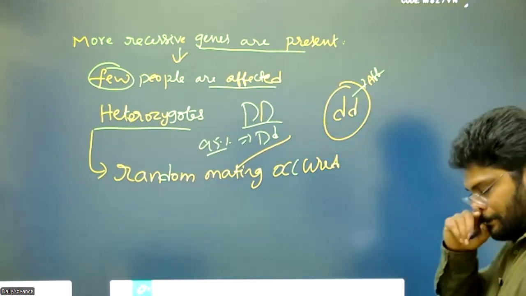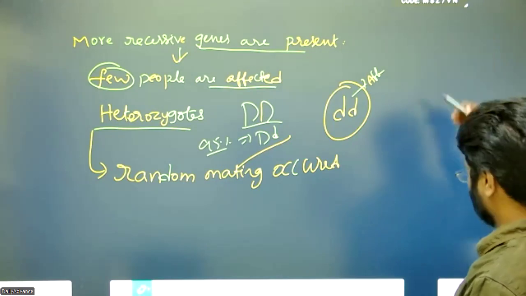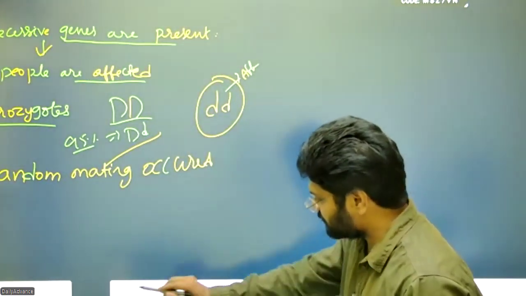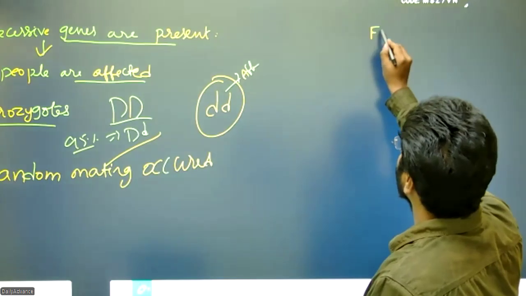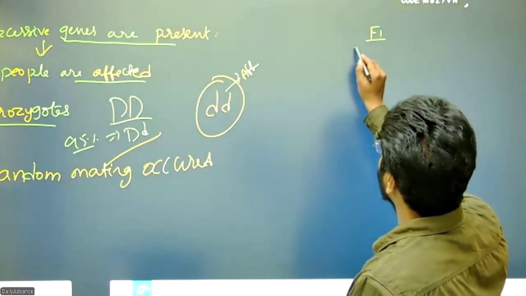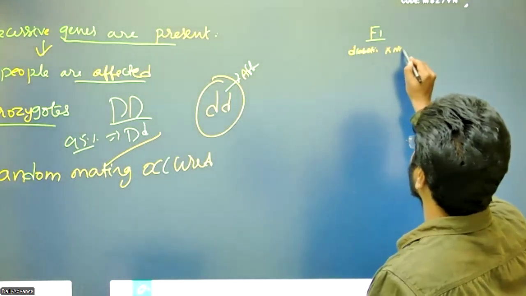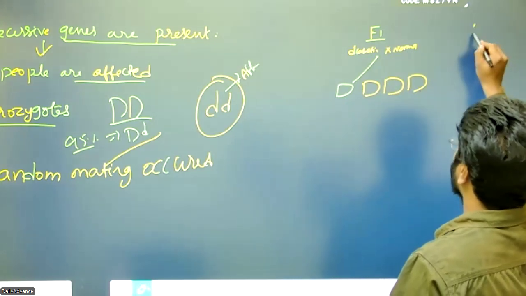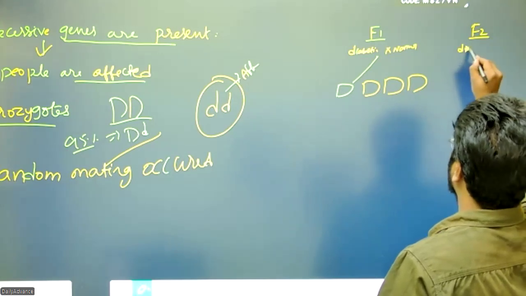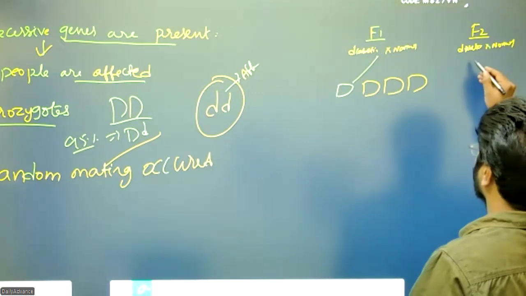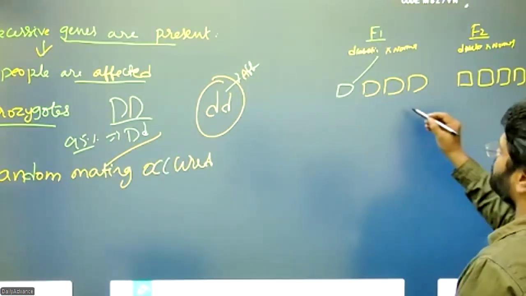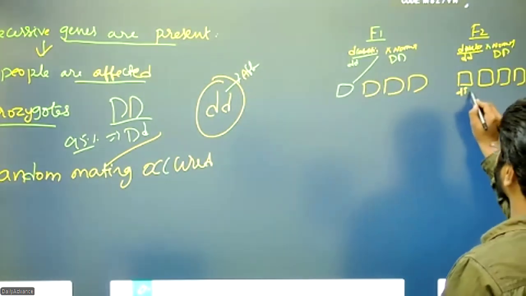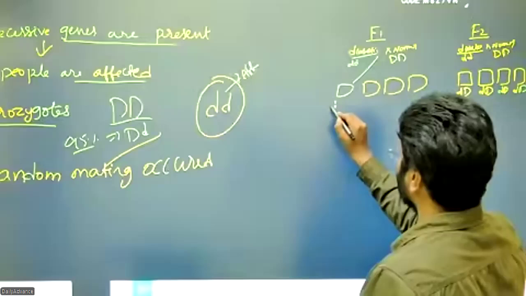Suppose I'm telling you like this, there is a very simple practical application. Take family one: one parent is diabetic, the other parent is normal. They produce four children. In another family, one is diabetic, another is normal, and they produce four children. Here diabetes means small d, so the children are capital D, small d, capital D, small d.